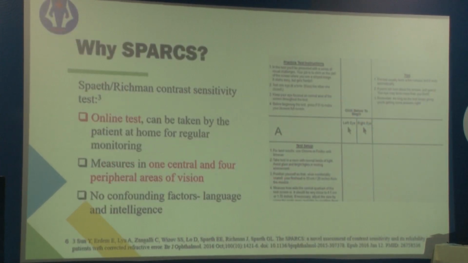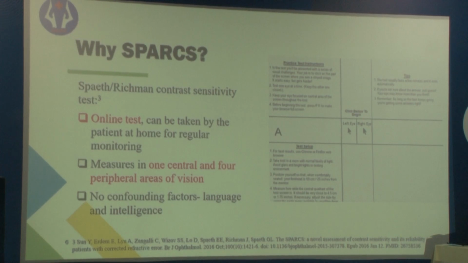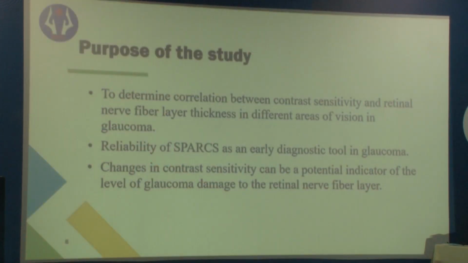Now, why Sparks? The Sparks contrast sensitivity test is an online test which can be taken by the patient at home. It measures contrast sensitivity in 1 central and 4 peripheral areas of vision and has no confounding factors of language and intelligence. The purpose of this study was to determine the correlation between contrast sensitivity and retinal nerve fiber layer thickness in different areas of vision in patients of glaucoma, to understand the reliability of Sparks as an early diagnostic tool in glaucoma, and to understand whether changes in contrast sensitivity can be a potential indicator for the level of glaucoma damage to the retinal nerve fiber layer.